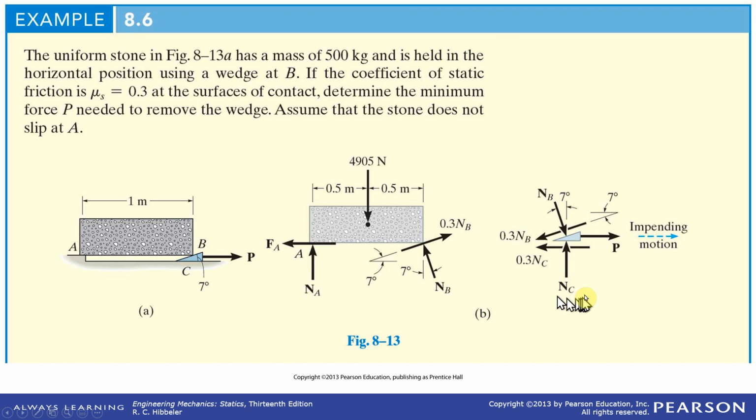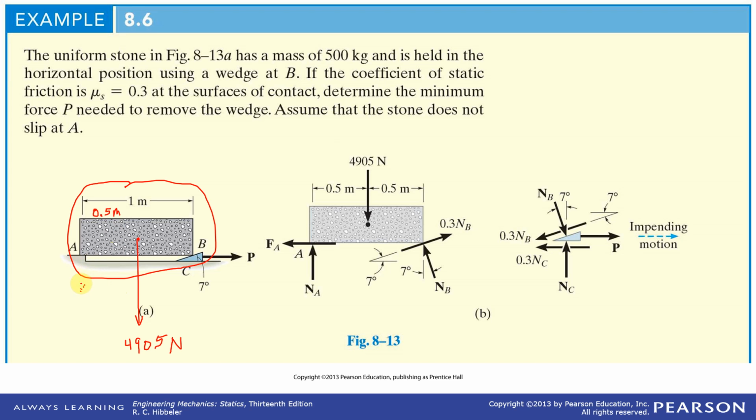What is NC? Gee, do we know NC? We can get to it pretty easily. So NA, we can consider everything. We can consider the free body diagram of the big object. And we have 4905 pulling down. That's the weight. And it's acting at 0.5 meters, excuse me.